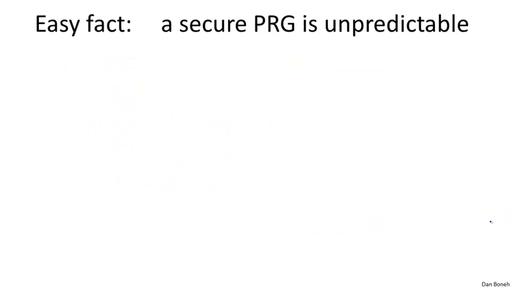Now that we understand what a secure PRG is, I want to talk a little bit about some applications and implications of this definition. The first thing I want to show you is that a secure PRG is necessarily unpredictable. In a previous segment we talked about what it means for a generator to be unpredictable, and we said that it means that given a prefix of the output of the generator, it's impossible to predict the next bit of the output. So we'd like to show that if a generator is secure, then necessarily it's unpredictable.